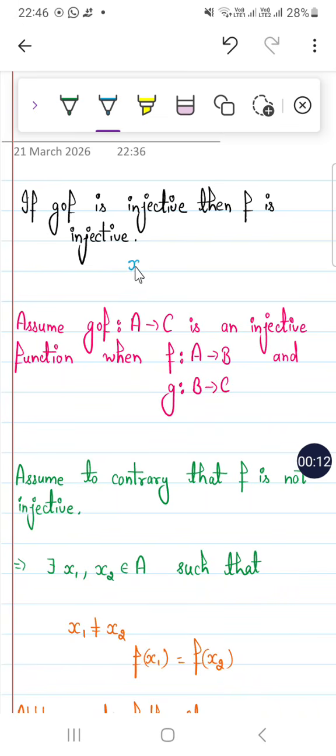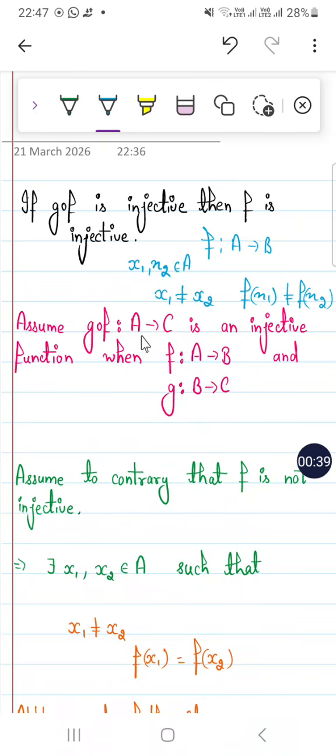Suppose f is a map from A to B. If x1 and x2 are in A such that x1 is not equal to x2, then f of x1 is not equal to f of x2. Then it is said that f is an injective function.